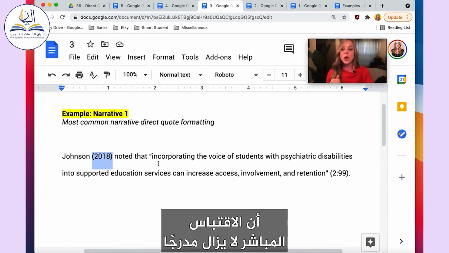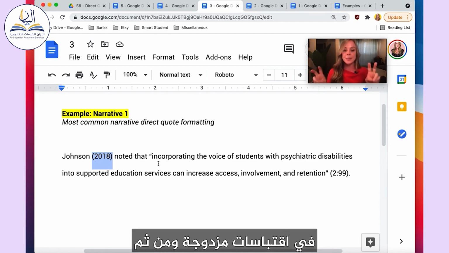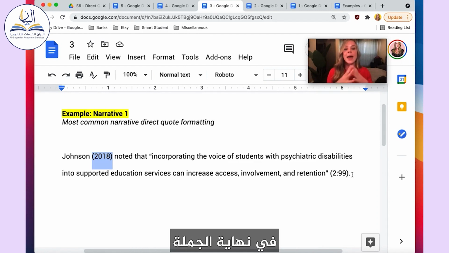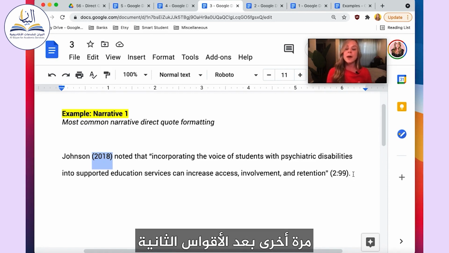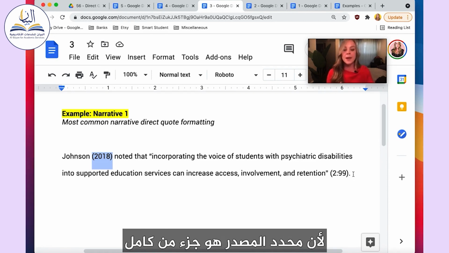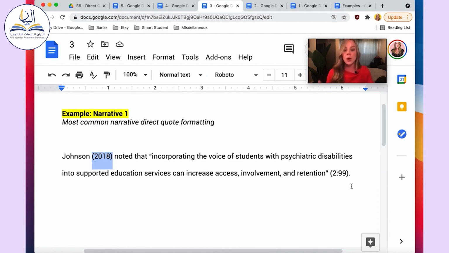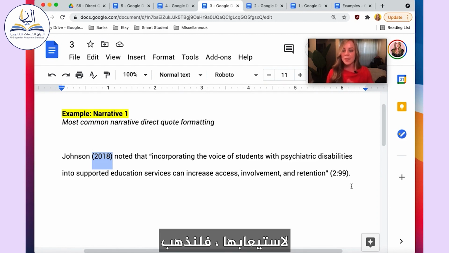Now, as you'll note, the direct quote is still included in double quotations, and then the source locator is included at the end of the sentence, enclosed in parentheses like you see it is here. This one is indicating a timestamp. And then lastly, the punctuation again comes after the second parenthesis because the source locator is a part of the full sentence. That was a lot to digest, so let's go through another example.